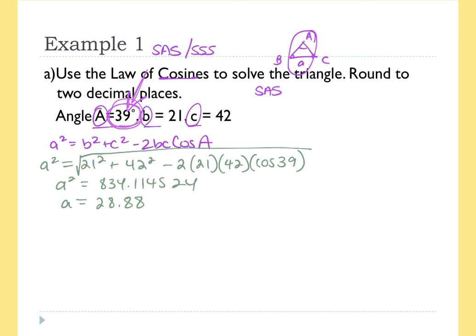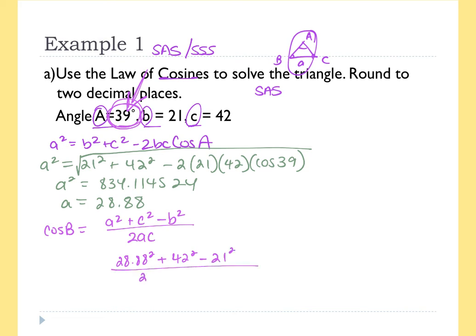So now I want to find the remaining angles. So let's say I say B. Cosine of B equals A squared plus C squared minus B squared over 2AC. So the letter that matches is the minus. So A squared would be what we just found, 28.88 squared, plus C squared, 42 squared, minus B squared, 21 squared, all over 2 times A, 28.88, times C, 42.